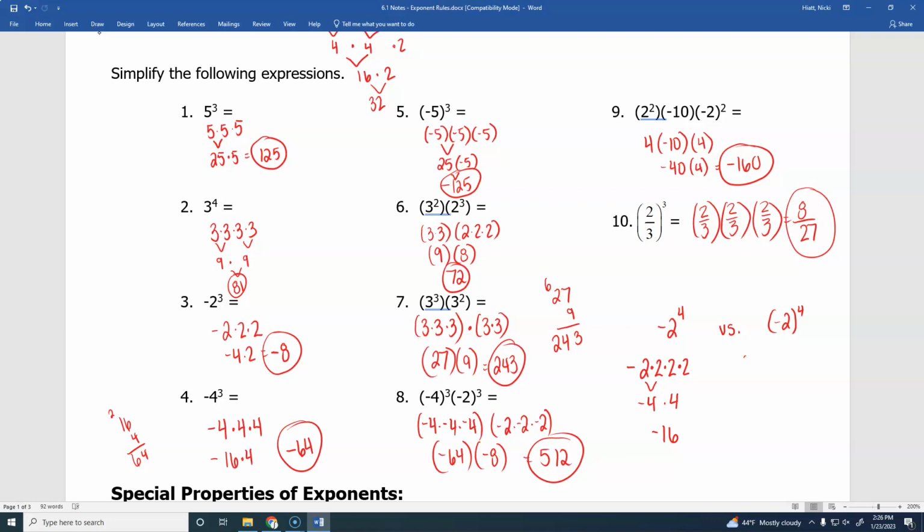But what about over here when I do negative 2 times negative 2 times negative 2 times negative 2? All right. Negative 2 times negative 2 gives me positive 4. And right here I also get a positive 4, which is going to give me a positive 16. So if the negative is on the inside of the parentheses, then it is also being raised to that power. But if it's not, if it's just hanging out front here, then it's just written one time.